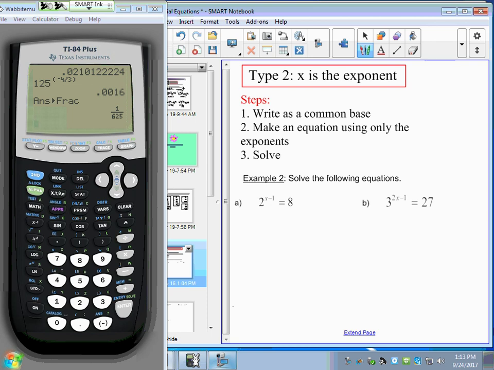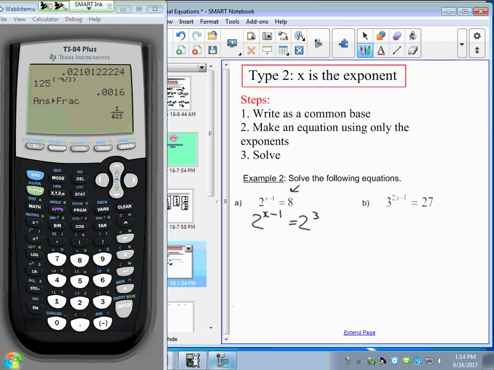So let's draw our attention to the 8. The 8 can be rewritten as a power of 2. If you look on your chart from the page before, it says that 2 to the power of 3 equals 8. So what we do is we rewrite the equation, leaving everything else the same, except for changing the 8 to 2 to the power of 3, because 2 to the power of 3 is the same thing as 8.